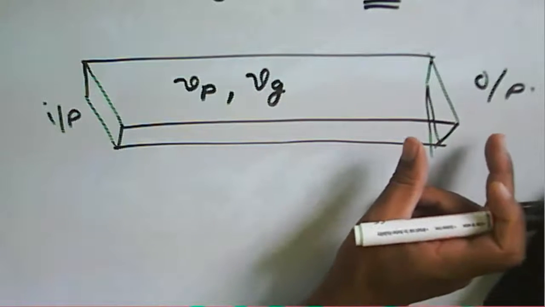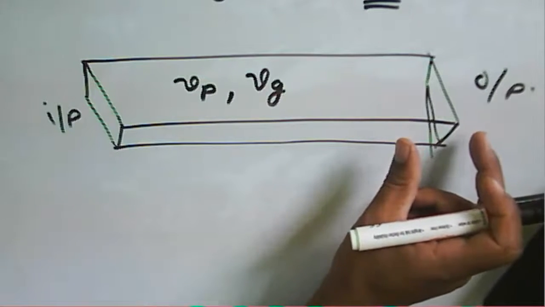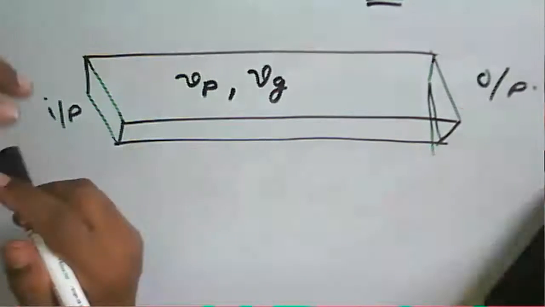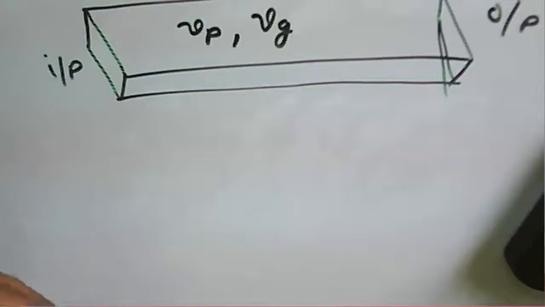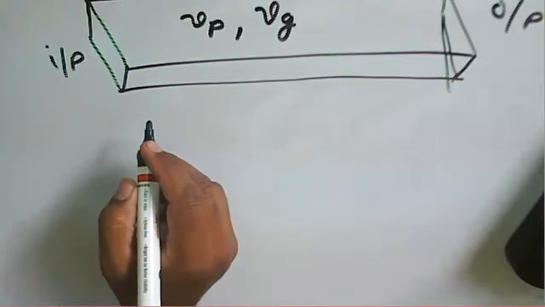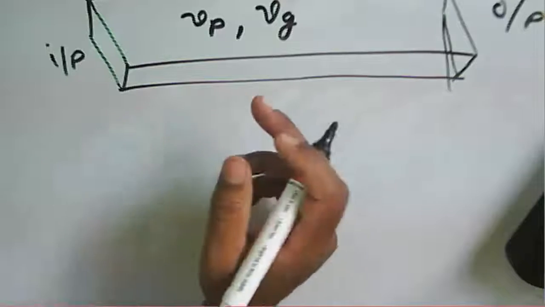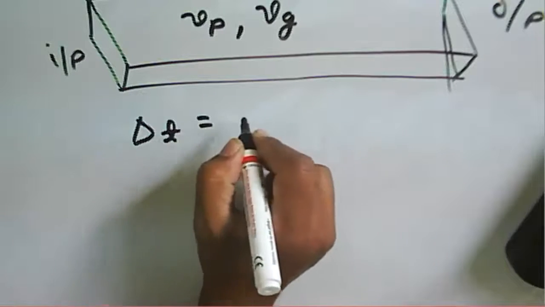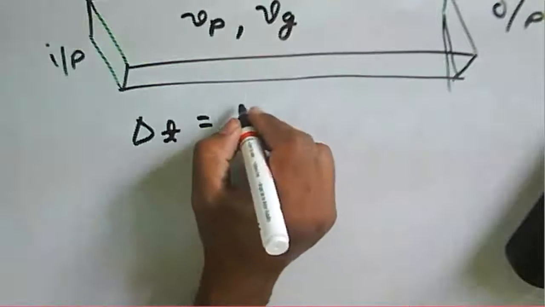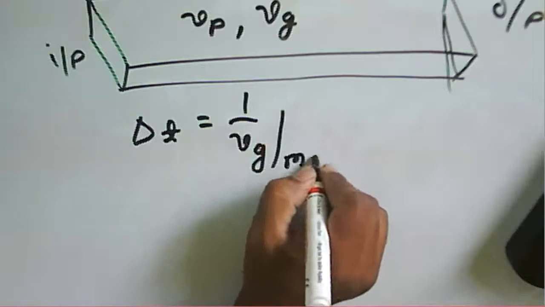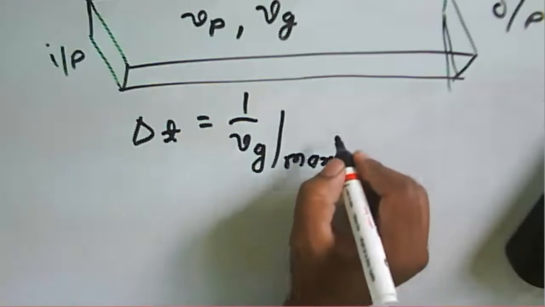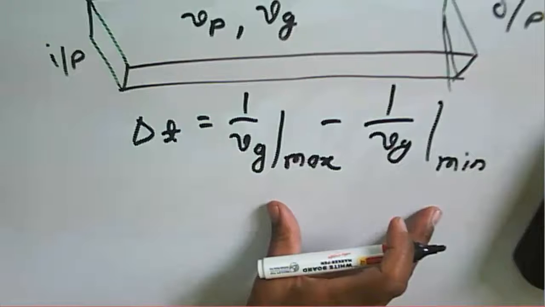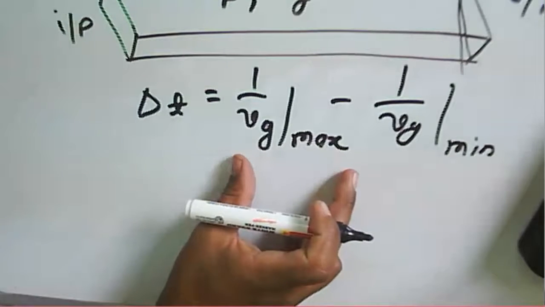And that waveguide dispersion is nothing but a phenomenon of delay, because of that differential propagation delay. That can be calculated per unit length of the guide. So delta t is equal to what? It is nothing but the difference between the group velocity variation that we consider, a maximum group velocity and a minimum group velocity, that is the maximum and minimum variation in the group velocity. Now how does this occur?